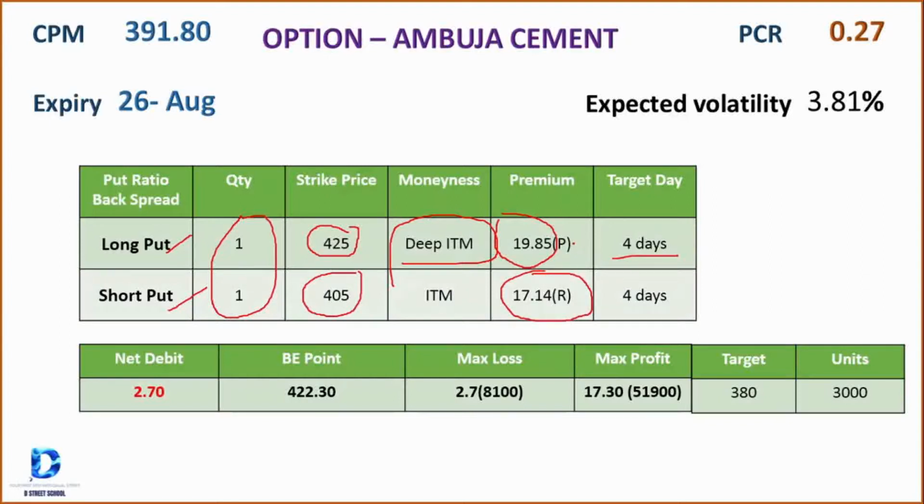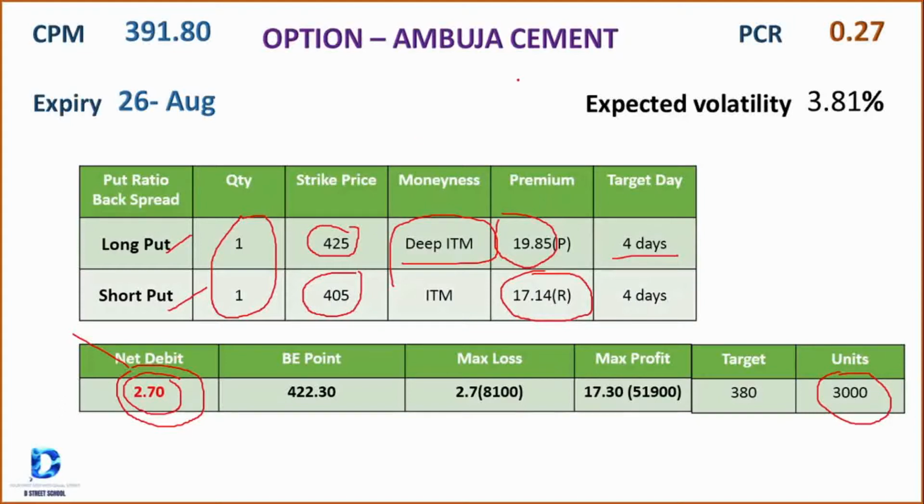So on the first leg we will be paying 19 rupees 85 paise. On the second leg we are receiving 17 rupees 14 paise. So the net debit would be 2 rupees 70 paise. When I say net debit, the amount will move out of our pocket. The minimum quantity here is 3000. So 2 rupees 70 paise net debit into 3,000 units comes to around 8,100. This is the maximum loss we can expect by using this strategy.